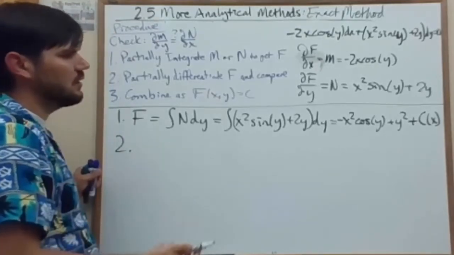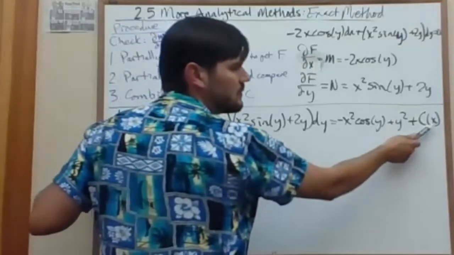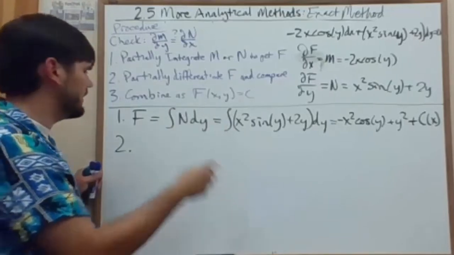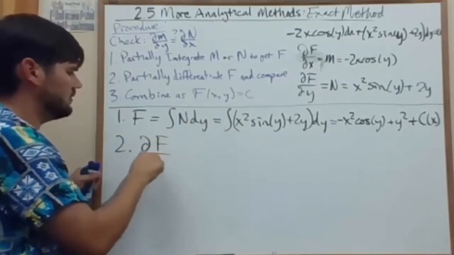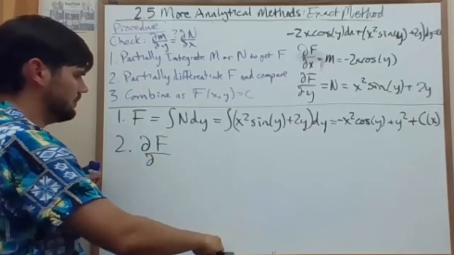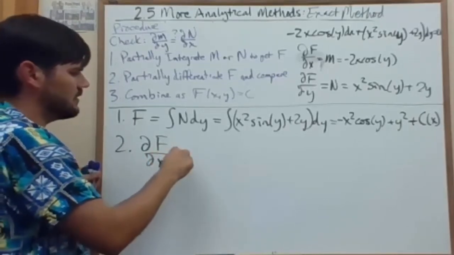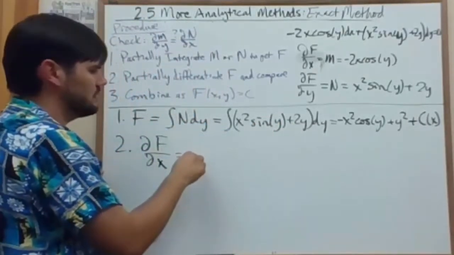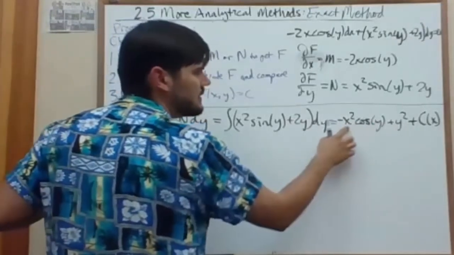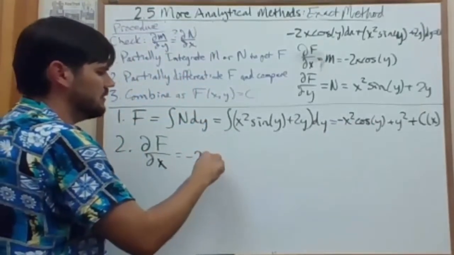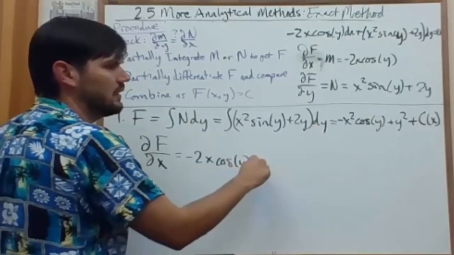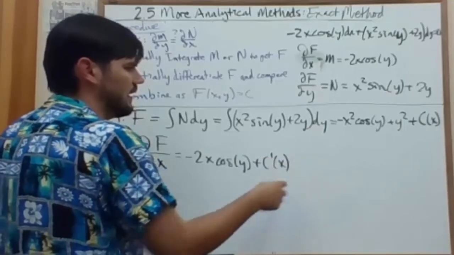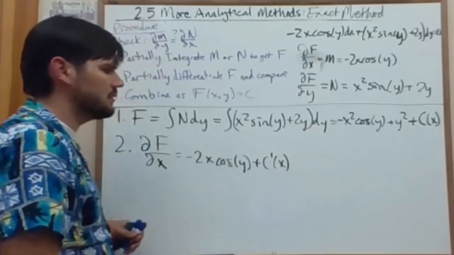partially. Well, what do we differentiate in terms of? In terms of x. Because we integrate in terms of y, we differentiate in terms of the other. Partial in terms of x of this function. First, we treat y as constant. That gives us negative 2x cosine of y plus 0 plus c prime of x. Because c is a function of x, we get a derivative.